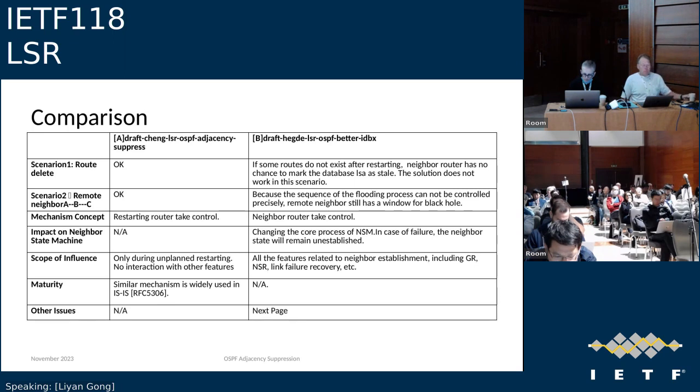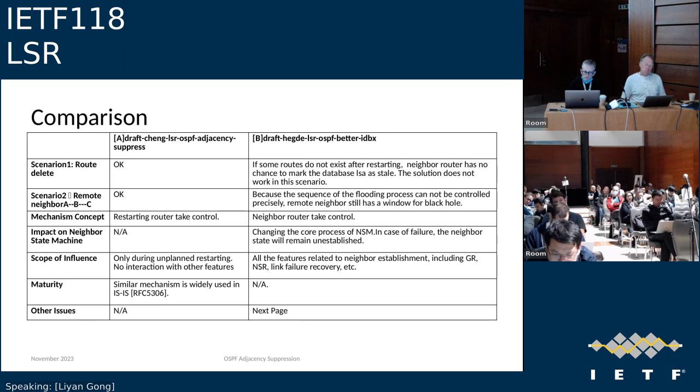First, there are two fatal scenarios that cannot be bypassed. Scenario one, the route delete scenario: it is okay for solution A. But for solution B, if some routes do not exist after restarting, the neighbor router cannot detect the route that existed before. So I think the neighbor router has no chance to mark the database LSA as stale. This will result in the solution not taking effect.